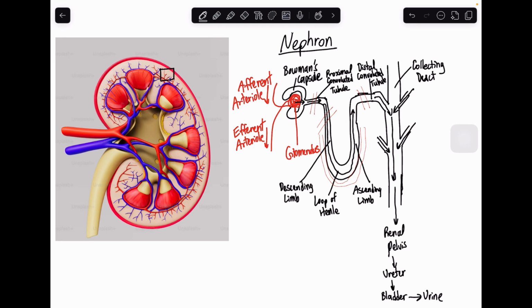So we've talked about the afferent arteriole, the efferent arteriole, the glomerulus, and the Bowman's capsule, which these four together make up what we know as a glomerulus. Or sorry, not glomerulus. A renal corpuscle. And the rest of these different aspects make up what we call the tubule portion of the nephron.